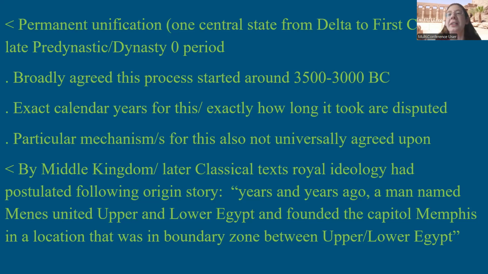In the 19th century, when Egyptology was getting established as a discipline, archaeological evidence of this Menes figure was one of the first things that Egyptologists set out to find. They don't find evidence of him, but they do find evidence of an early ruler named Narmer around the same time, who seems to do, at least in part, a similar thing.